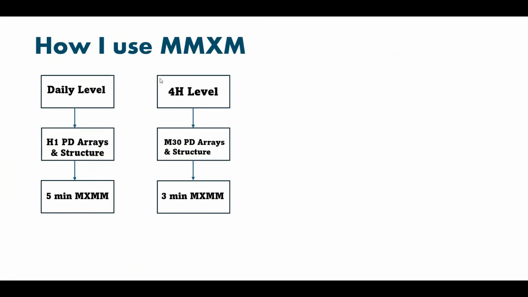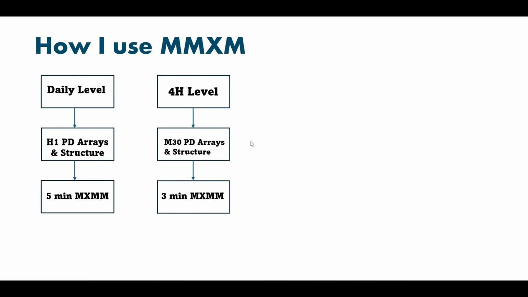So listen to how you can use it. This is how I use it. This is literally how I personally use it and how I'm teaching you to use it. Daily level, I use 1 hour PDA arrays and structure, and then a 5-minute entry. 4 hour level, 30-minute PDA arrays and structure, or 15 minutes, usually 30 minutes, and then a 3-minute market maker sell model or buy model. So what does structure mean?